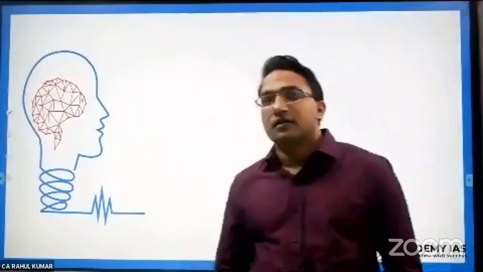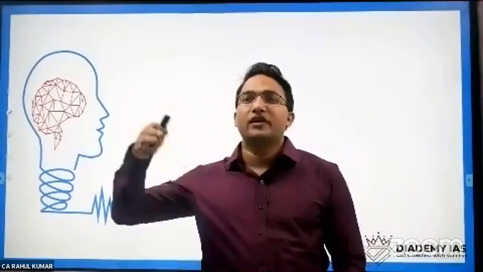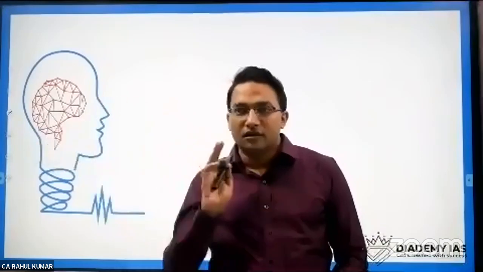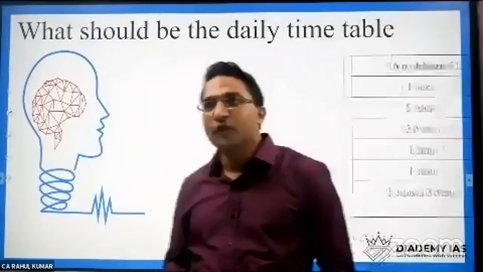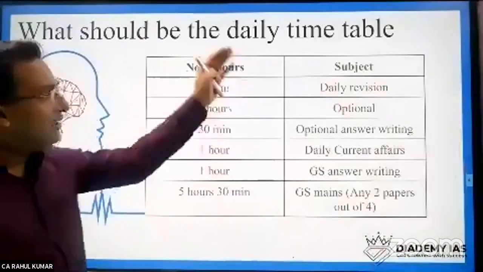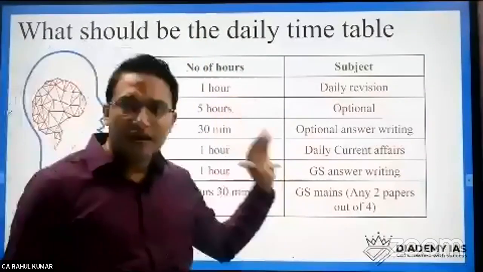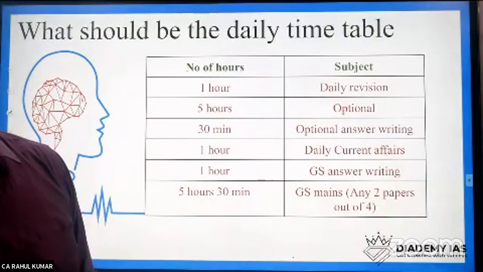So about the daily schedule. I told you we have to divide the period into 3 categories. And now what should be the daily timetable for this period? The daily timetable should include three things: the answer writing, the GS content, and the optional. In the GS content, you will work on current affairs as well.